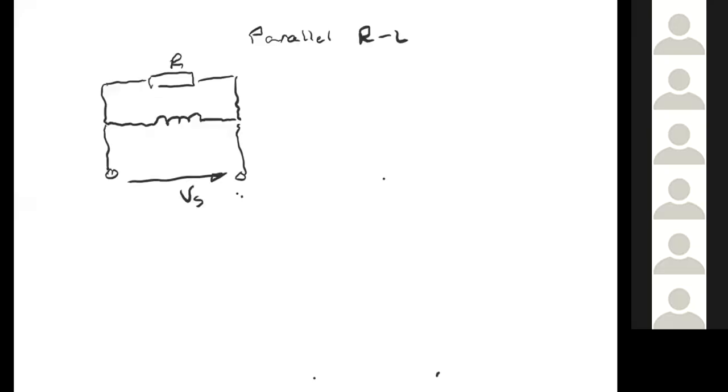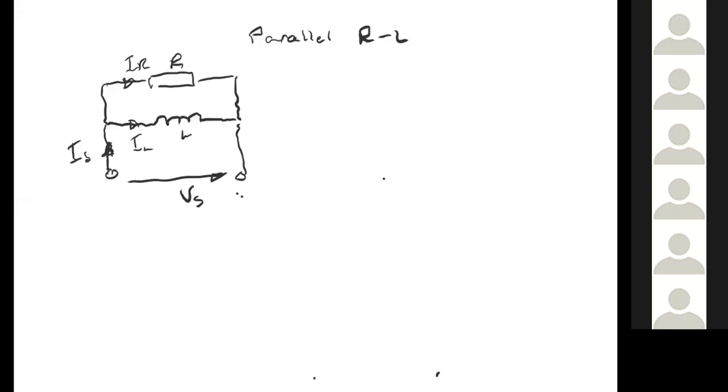It doesn't really make much difference because we've virtually started again now anyway. So we're talking about a parallel RL circuit. We've got a single voltage feeding both, common to both components. There'll be a current IS flowing there, a current IR there, and a current IL through the inductor.